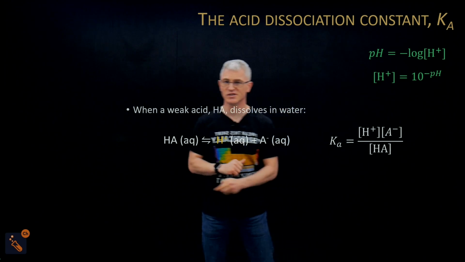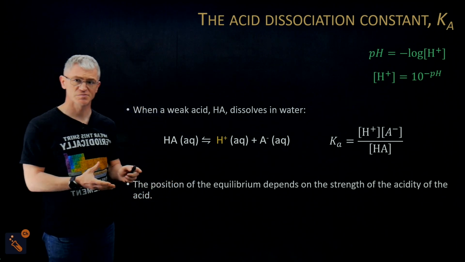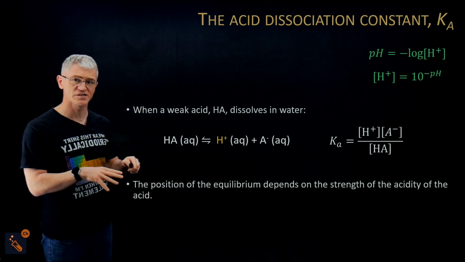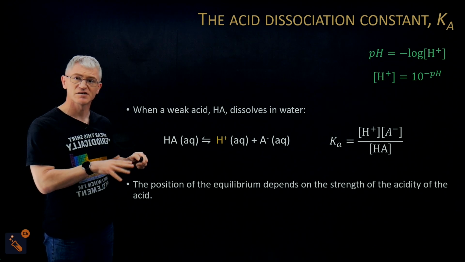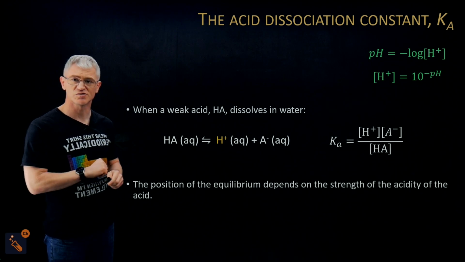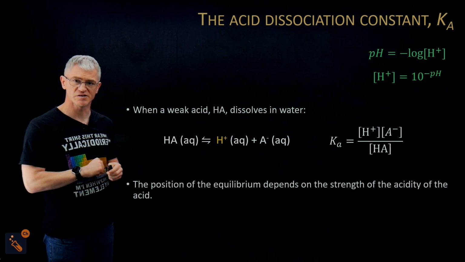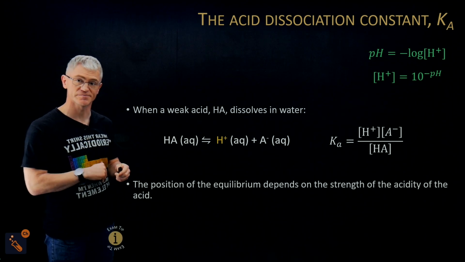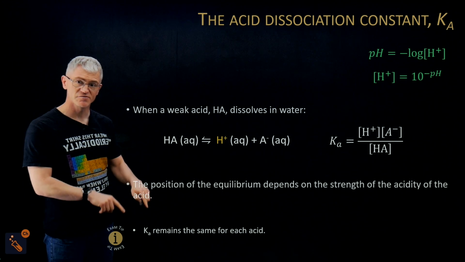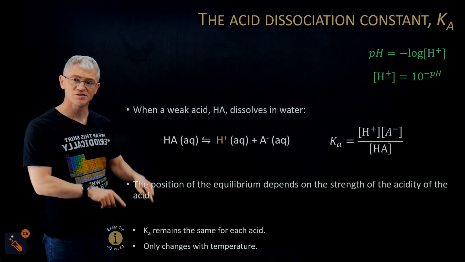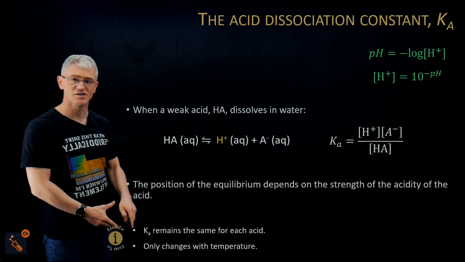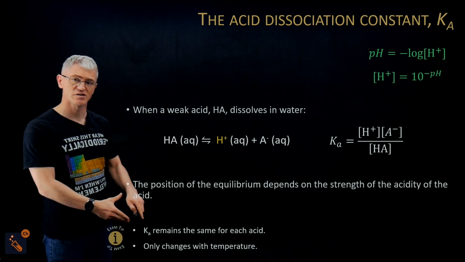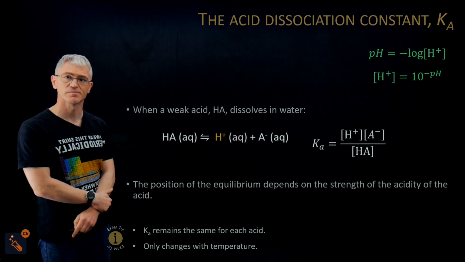H plus concentration is. Now, the position of the equilibrium depends on the strength of the acidity of the acid, and therefore a higher or lower concentration depending on that strength of H plus ions. Now, remember Ka remains the same for each acid, it only changes with temperature, and in these questions you are most often going to have it at the same temperature, so Ka will remain the same for each.